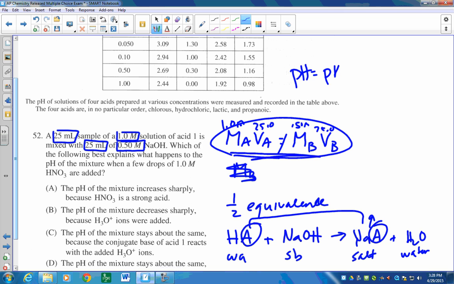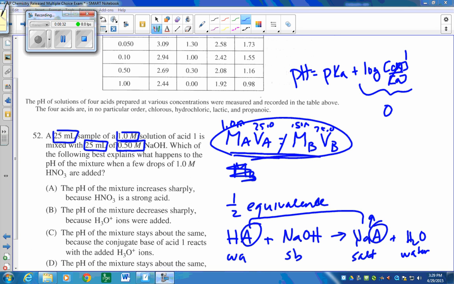So the pH is equal to the pKa plus the log of the conjugate base over the acid. Because we're at the half equivalence point, this is 1, and the log of 1 is 0. And so, anyways, what this says is, I gotta hit this, hang on.